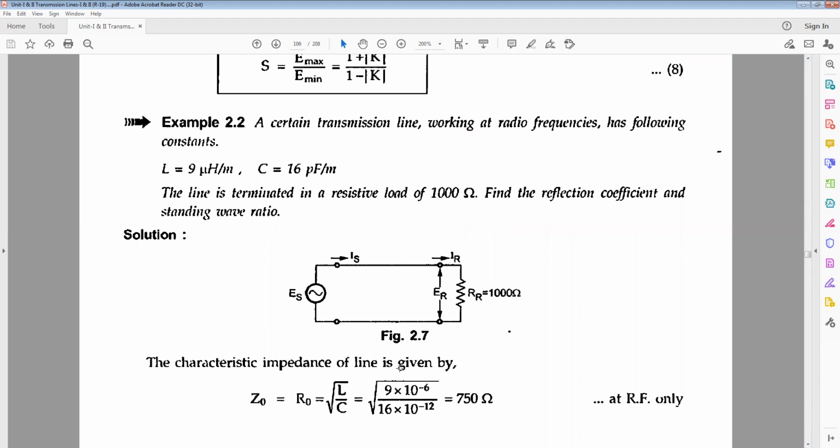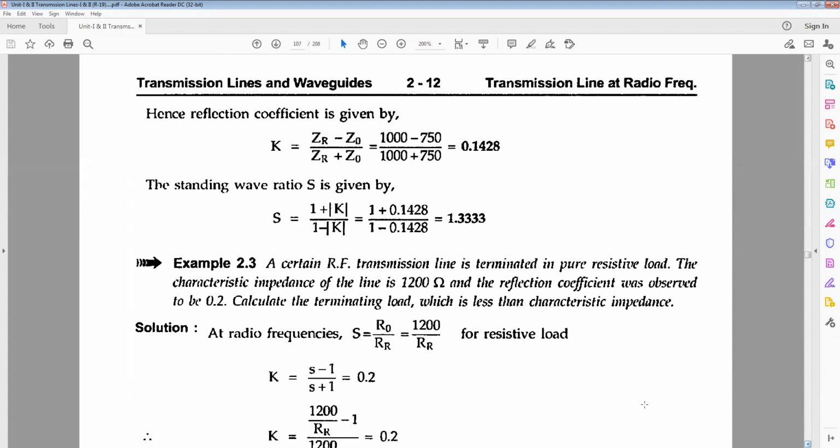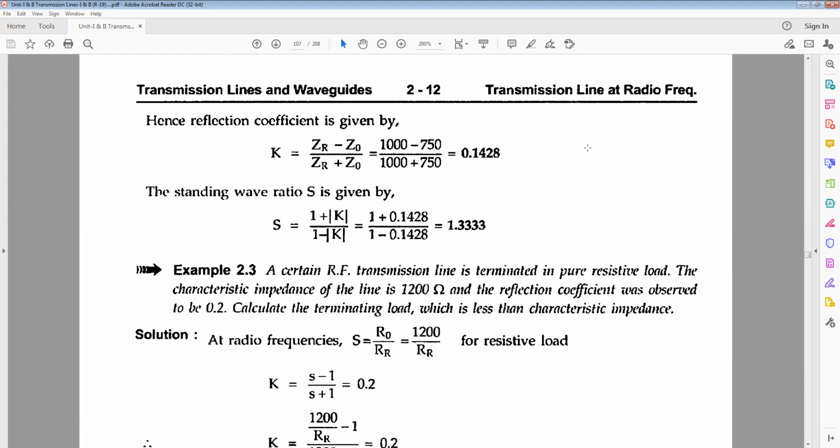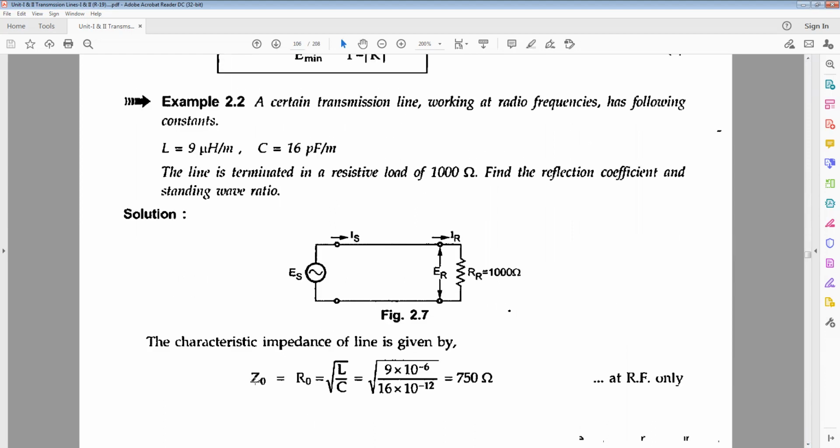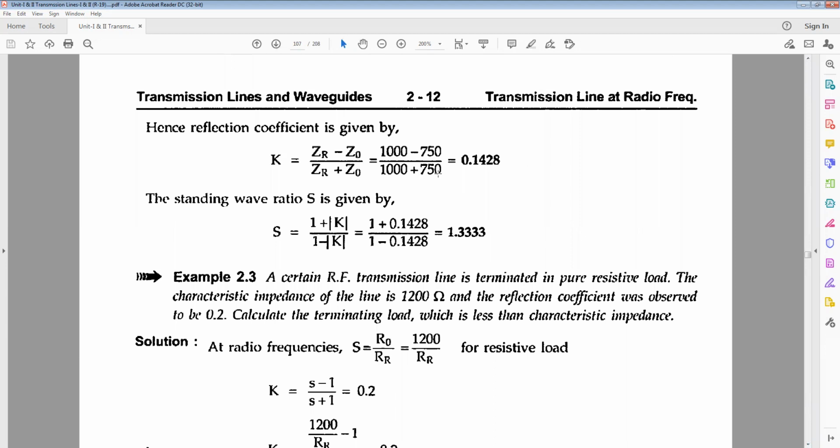Given, it is 9 into 10 to the power of minus 6, and C is 16 into 10 to the power of minus 12. Simplify this, you'll get 750 ohms. Then the reflection coefficient K is equal to ZR minus Z naught. ZR is given as 1000 ohms. 1000 minus 750 by 1000 plus 750, 250 by 1750. You can calculate 0.1428.